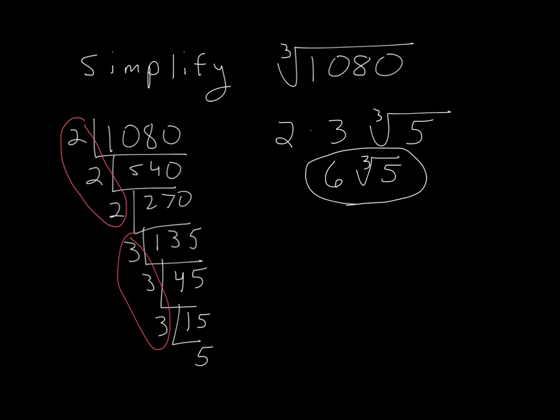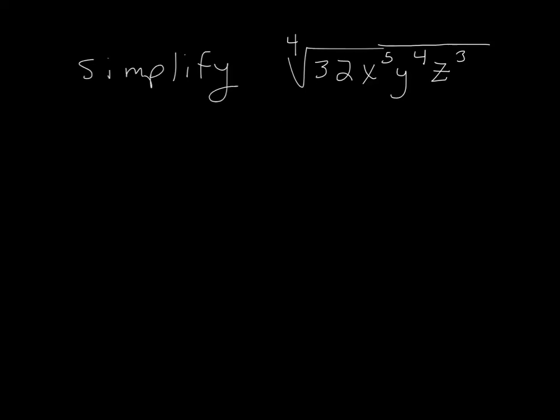Let me do one more example for you with variables in it. These were all numerical problems. Now we're going to put some X's and Y's and maybe some Z's. Let's see what we got here. We've got some X's, Y's, and Z's. I'm going to do this problem as slowly as can possibly be done here. I want you to really understand what's happening here.